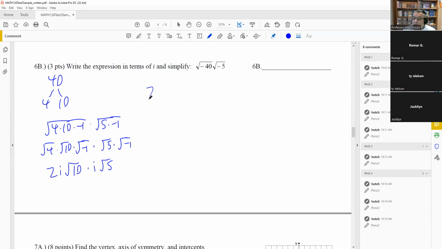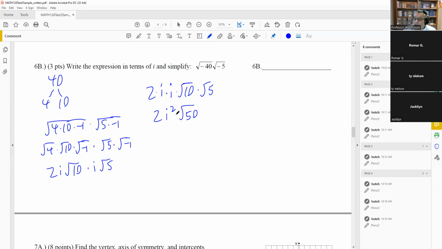Now that I have this complete, what I'm going to do is multiply like things together. I'm going to put the like things together here. So I have 2 times i times root 10 times root 5. So if I multiply all this, it's all multiplication. So if I multiply all that, I get 2i squared, and then the square root of 50 afterwards.